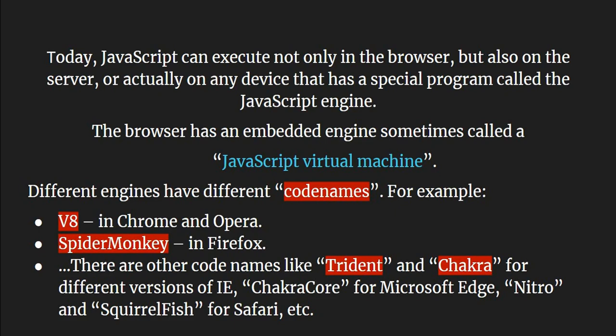Now, browsers have an embedded engine sometimes called a JavaScript virtual machine. Different engines have different code names. For example, if you are using the web browsers Chrome and Opera, you have an engine called the V8 JavaScript engine, right? If you are using Firefox, the engine is called SpiderMonkey, right? There are other code names like Trident and Chakra for different versions of Internet Explorer. Chakra Core is for Microsoft Edge. Nitro and Squirrelfish are for Safari, the Apple product, right? So all these are the code names for JavaScript engines. Different browsers have different engines.